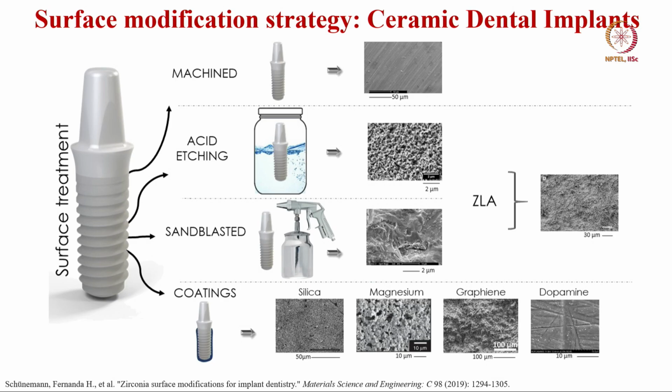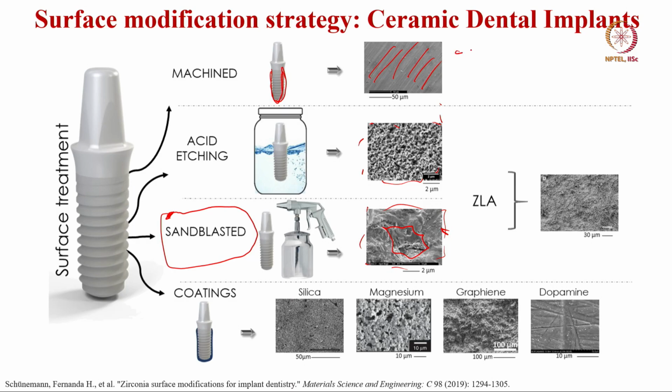So, this is the externally threaded implant, as you can see, and it has a very blunt kind of shape. In the machined surface you can see a lot of these grooves. These are machining-induced grooves in the scanning electron microscopy images. Once you do acid etching, you can see more dimple-type features. You can do sandblasting, like you have seen for the metallic dental implants, and you can see large grooves, and one is sandblasted and acid etched.